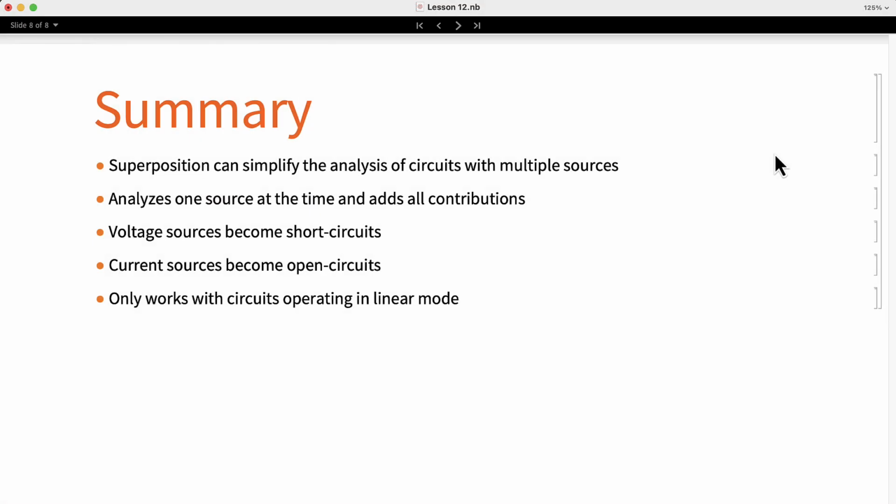To summarize this lesson, superposition can simplify the analysis of circuits with multiple sources. It works by analyzing one source at a time and adding all the contributions. To do that, the voltage sources become short circuits and the current sources become open circuits. And it only works with linear circuits or circuits that are operating in linear mode.